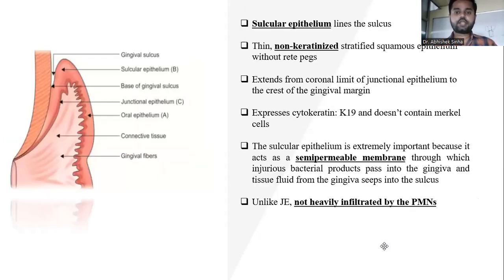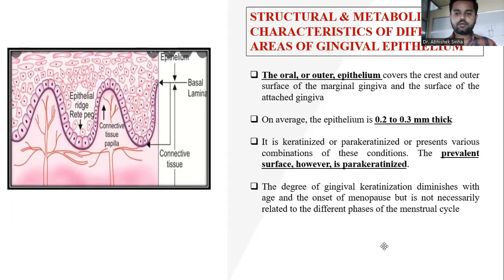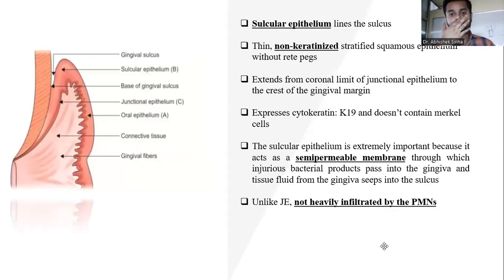Circular epithelium is non-keratinized. See, oral epithelium is parakeratinized. Prevalent surface, however, is parakeratinized. It can be keratinized or parakeratinized, but mostly it is parakeratinized. And if you remember, what is the layer which is missing in parakeratinized? It is stratum granulosum. Granulosum is the one which is missing.